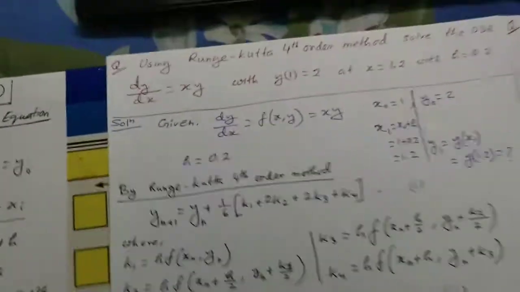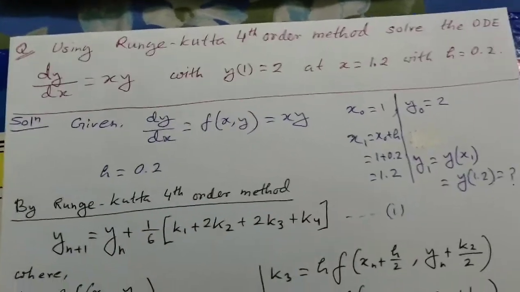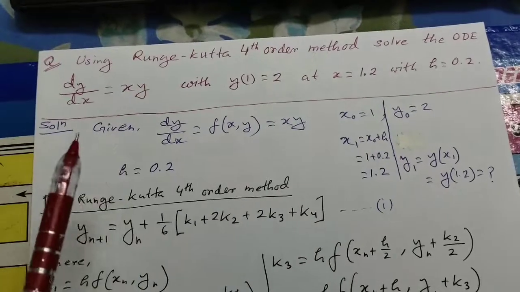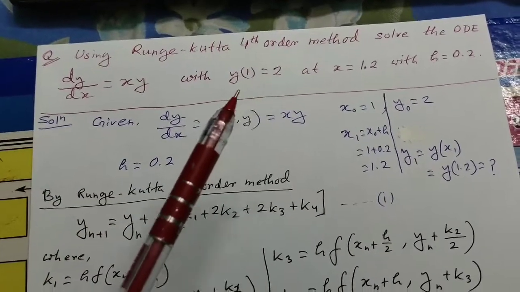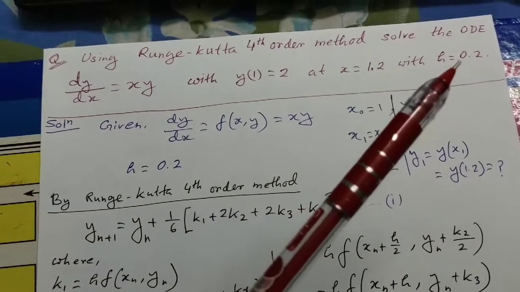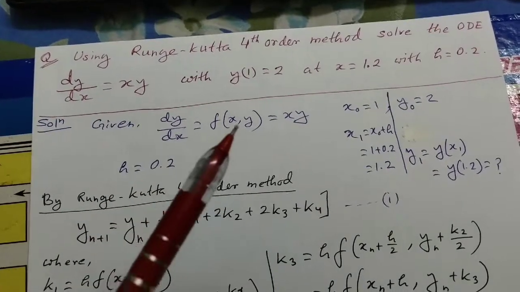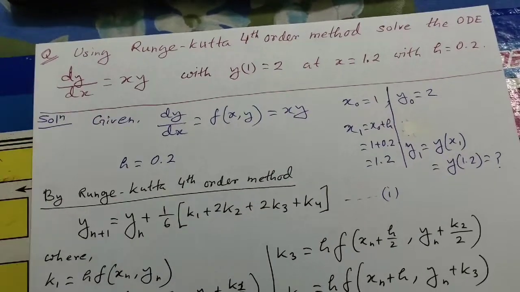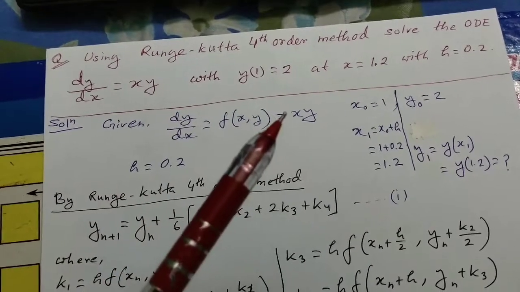Now using the Runge-Kutta method, let us check this problem. Using the Runge-Kutta method of fourth order, solve the ordinary differential equation dy/dx = xy with y(1) = 2 at x = 1.2 with h = 0.2. Given dy/dx = f(x, y) = xy, as per the solution. So here f(x, y) is xy.